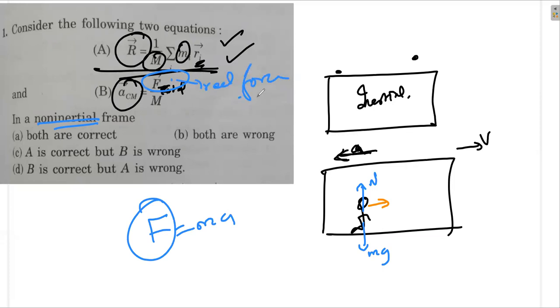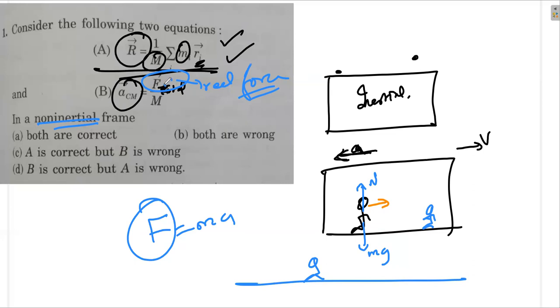Real forces should exist in all the frames. What are the forces? Real forces. Normal and mg will be there, whether you are seeing it within the frame. In the bus the forces, and outside on the road the forces, they are real forces. Any force that can be eliminated by changing the frame is not a real force. Is it okay?